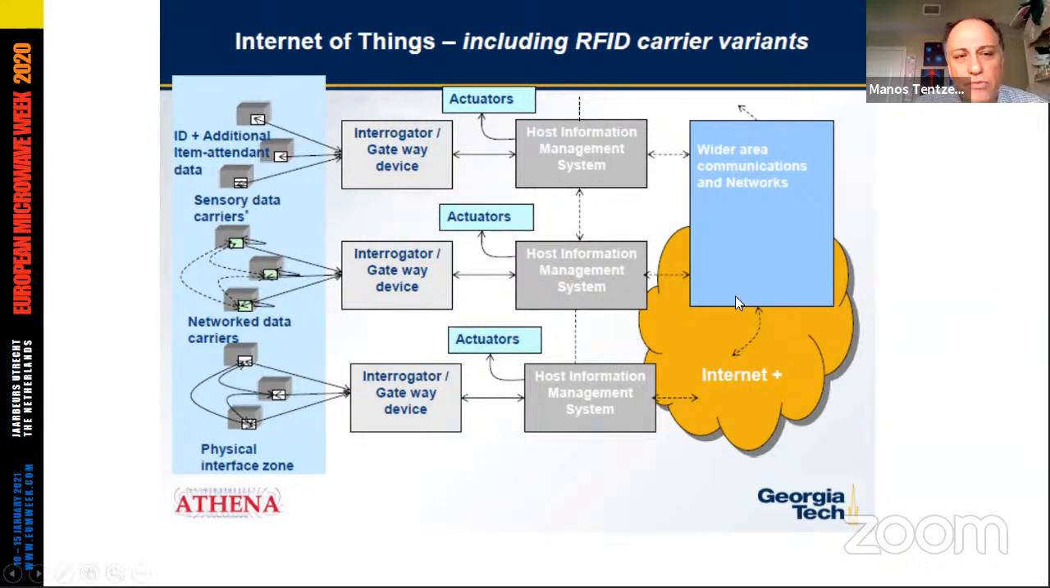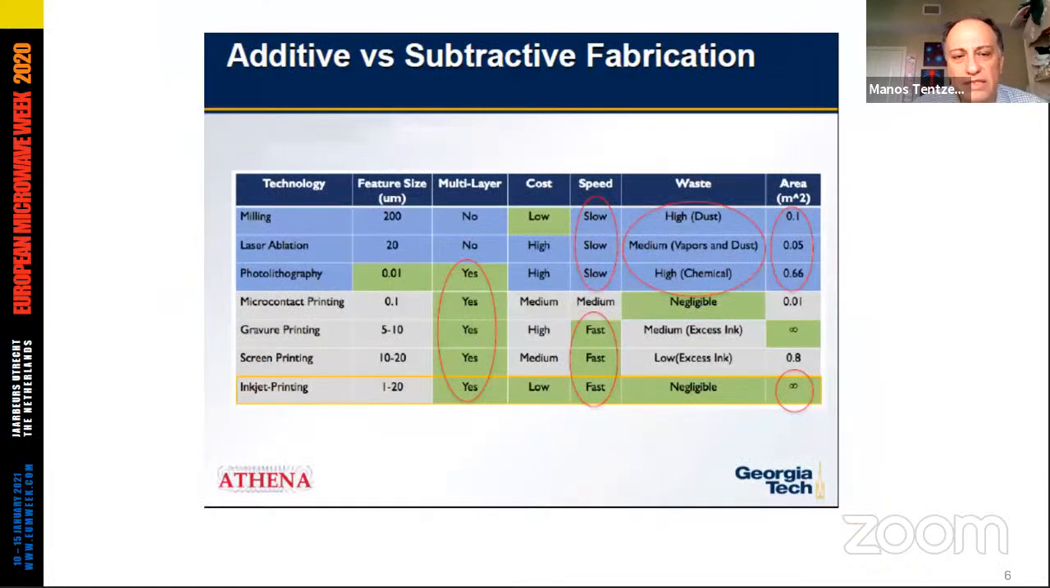Devices going all the way from the simple RFIDs or RFID-enabled sensors to some network data carriers, and all the way up to the physical interface zone, all of them having to communicate with gateways that have to have a very good, very uniform, ubiquitous operability with as little energy as possible. And then being able to upload this onto some form of a cloud, I call it Internet Plus, which will lead to some processing of the data and maybe some on-the-fly reorganization very efficiently.